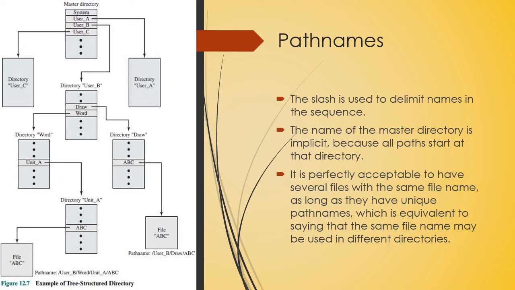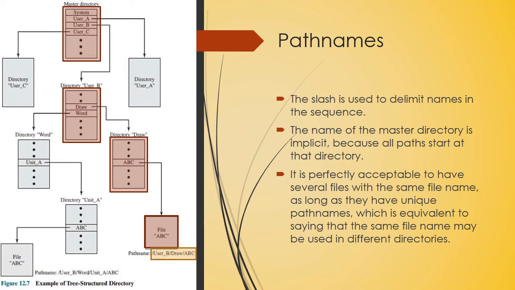Let us now trace the path from the master directory to the other file named ABC in this picture. We start from the master directory and then we go to the directory called user B. Then we go to the directory called draw and then we reach our file ABC. So the path name is slash user B slash draw slash ABC. Both files have the same name, but since they exist in different directories, their path names are different, and this is perfectly allowed.